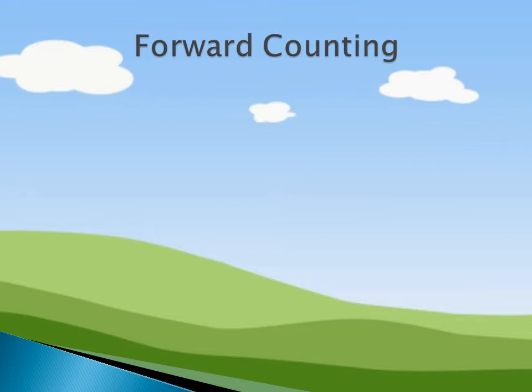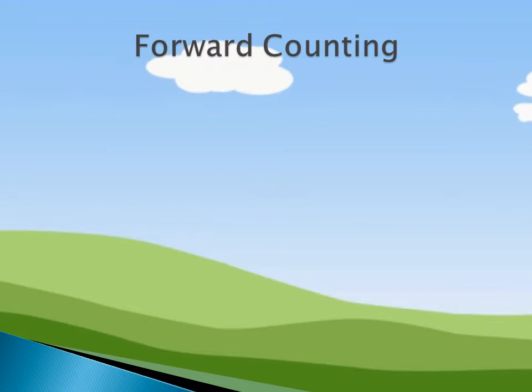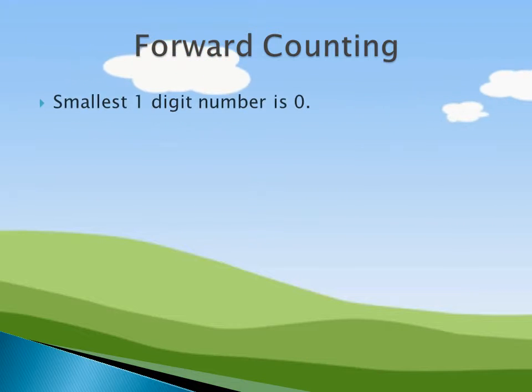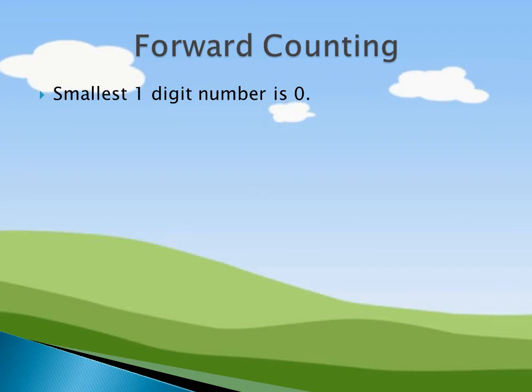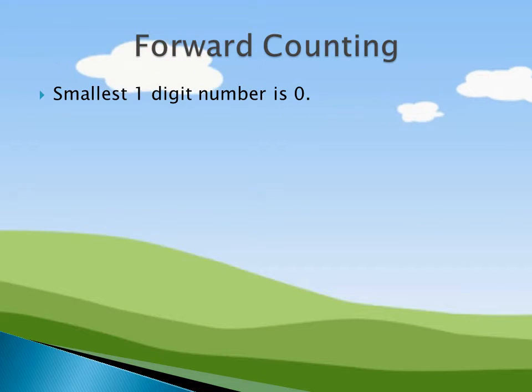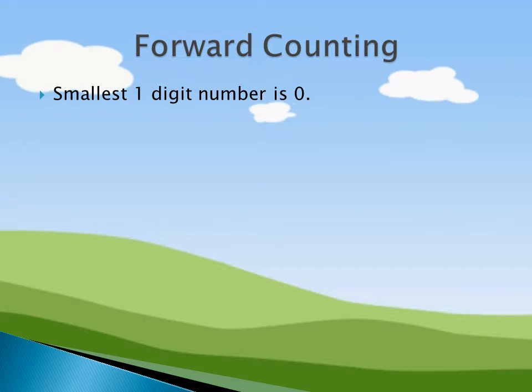Before starting forward counting, we should know the facts regarding the number system. We all know that the smallest one digit number is 0. Some people say that the smallest one digit number is 1. These two facts are both correct. If we take 0 as the smallest one digit number, we say that it is a whole number. If we take 1 as the smallest one digit number, we say that this is a natural number.